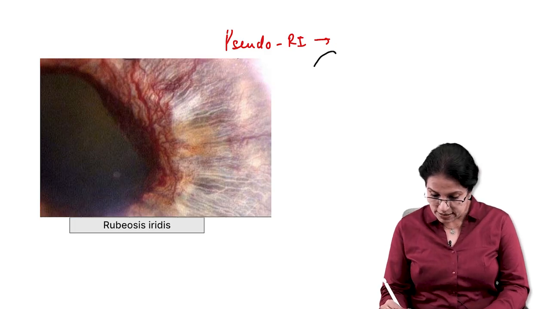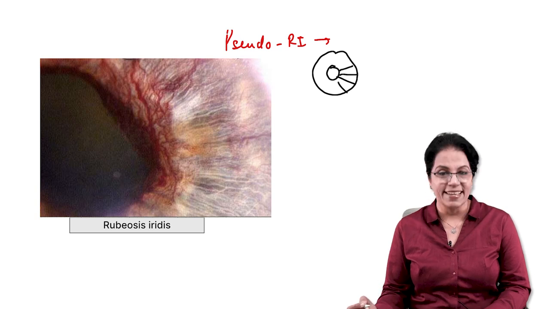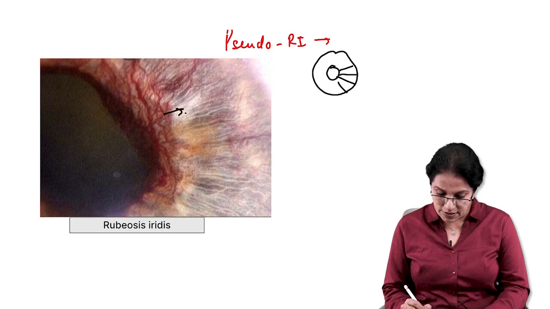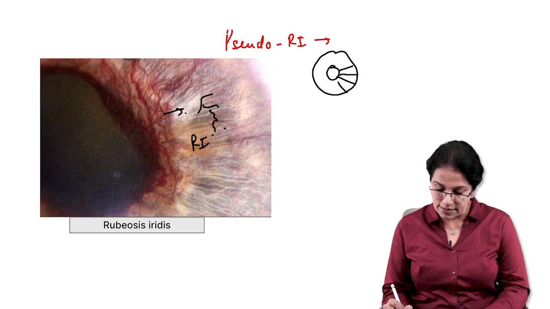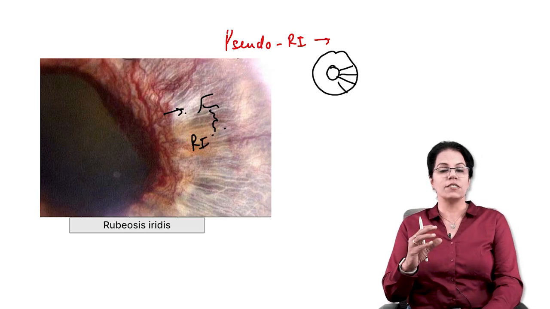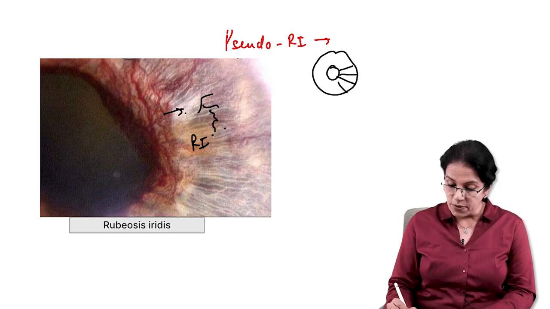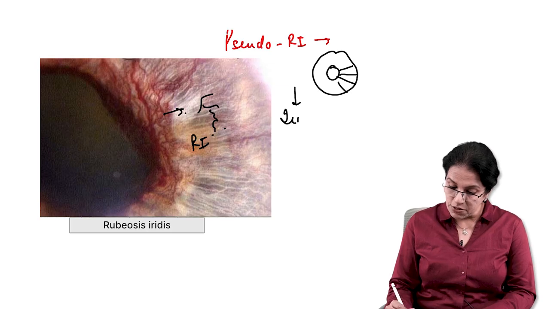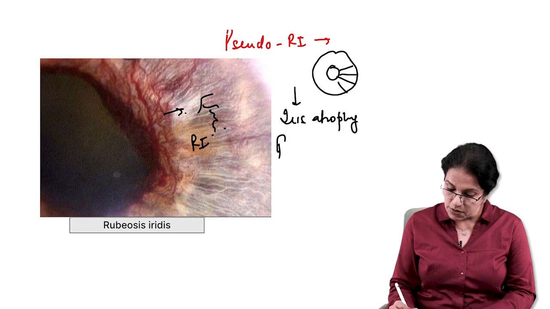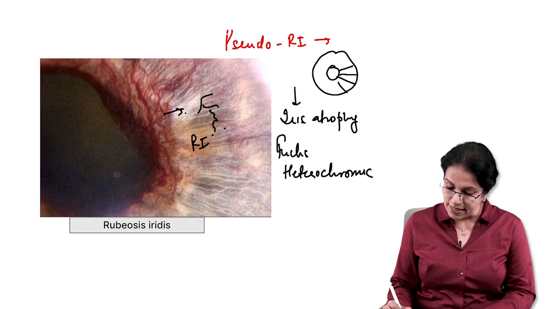In pseudo-rubeosis iridis, these are original blood vessels, so they are more linear and straight. Here you can see these are new blood vessels and they are branched like this, right? So, this is your rubeosis iridis, but in pseudo-rubeosis iridis, it is straight. Where do you see it and why are you getting it? It is mainly due to iris atrophy, and the condition where you can see it is Fuchs heterochromic cyclitis. Okay, we will be talking about it in detail.